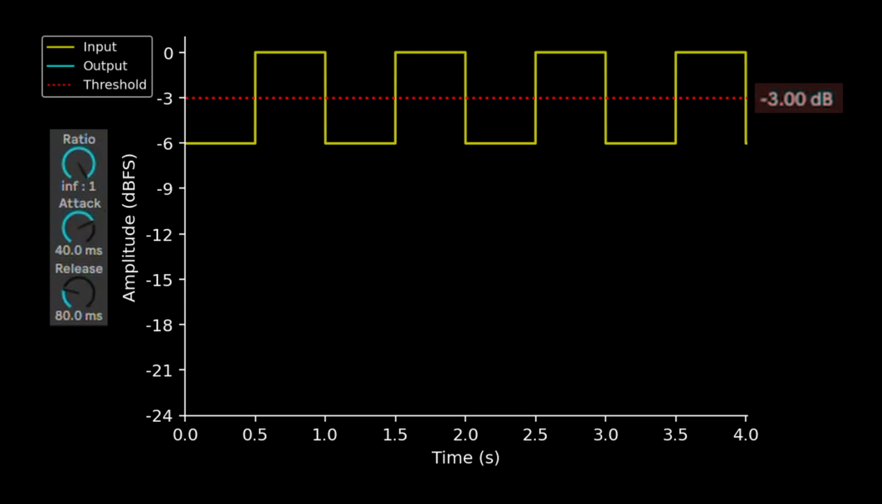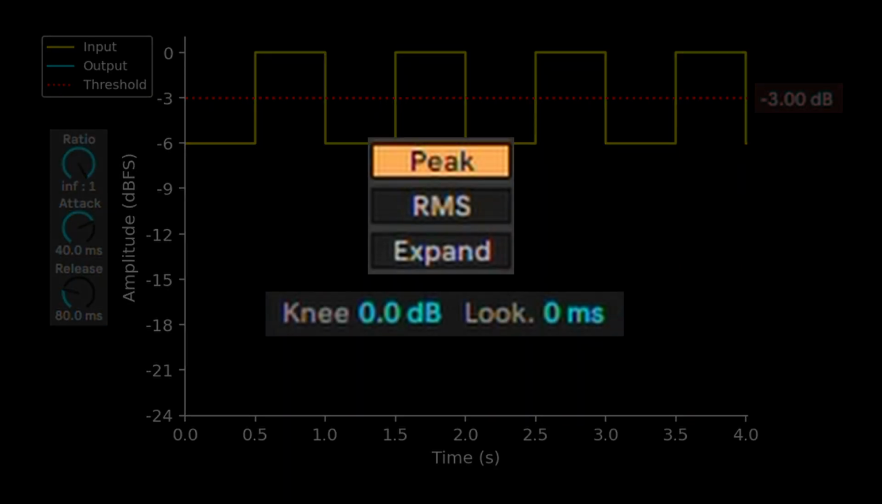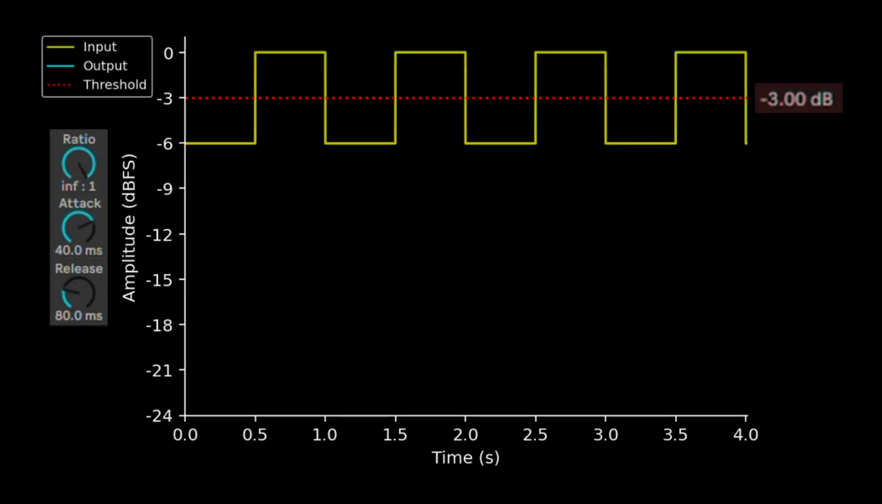For simplicity, all of the following experiments, including this one, will be done with the compressor in peak mode, meaning it responds to the peaks of the signal, a hard knee, meaning we go from no compression below the threshold to full compression as soon as we exceed the threshold, and a look ahead of 0 milliseconds, meaning the compressor responds to the signal in real time instead of looking ahead and reacting to parts of the signal that have not yet occurred. Okay, so let's see what the output signal looks like after compression.